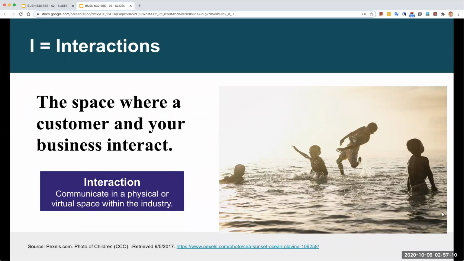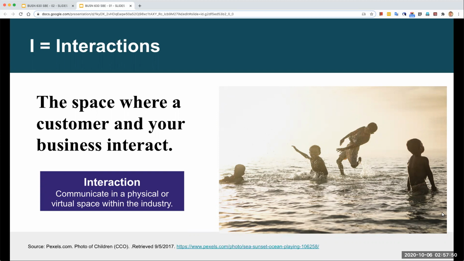I stands for interactions. So you can have persistence, G.R.I.T. You can have the resources to start and run a business, but interactions are important. You need to create a space, and it could be virtual space like a website or even on social media where you announce your business and customers can interact with you. If it's a physical space, that could be a retail shop where you can be meeting people in a conference or in person.